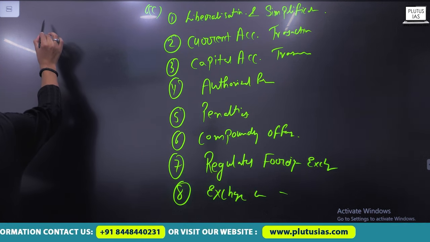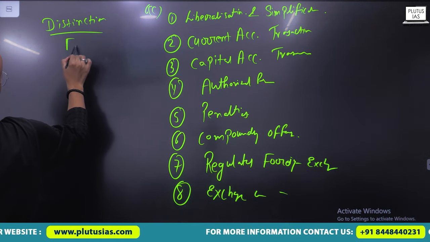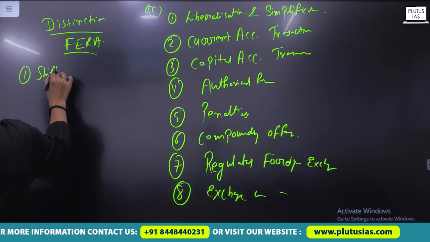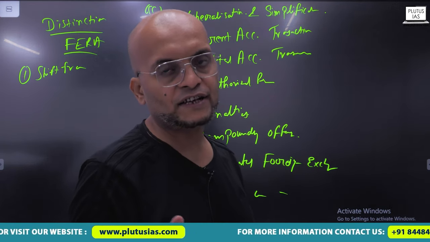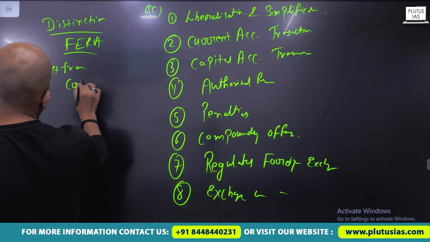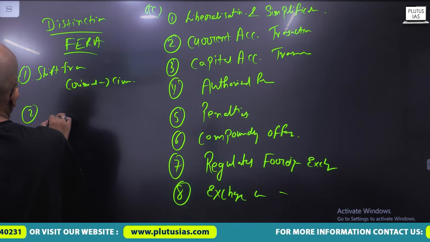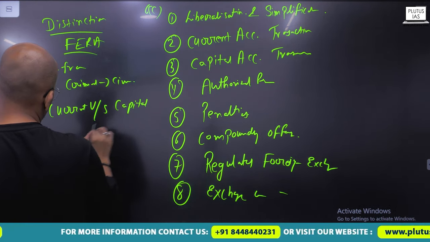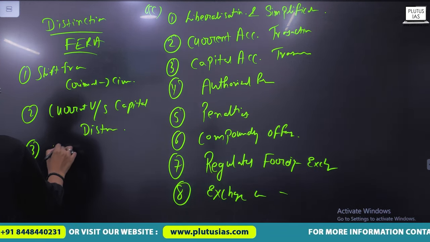How is it different? So, distinction from FERA. Number one, under FERA the offenses were mostly criminal. So the shift is done in FEMA from criminal to civil offenses. Shift from criminal to civil. Then the current versus capital distinction is made now. Okay, then there are penalties. So all these are the changes.